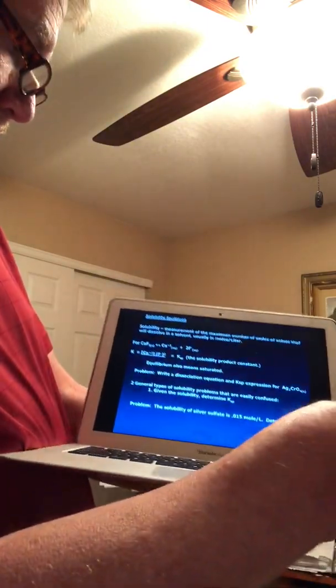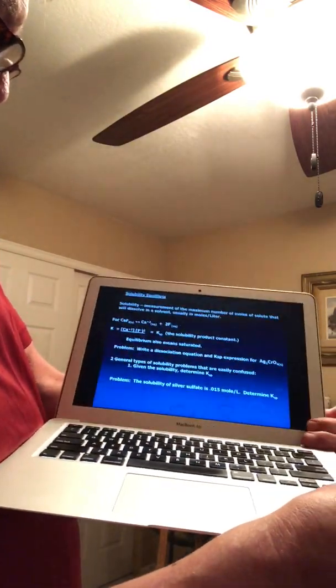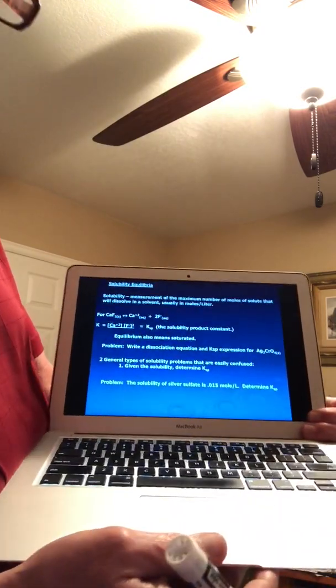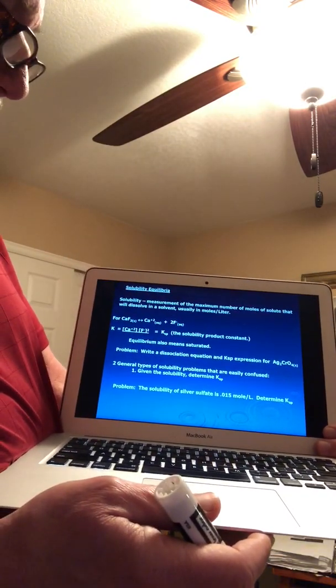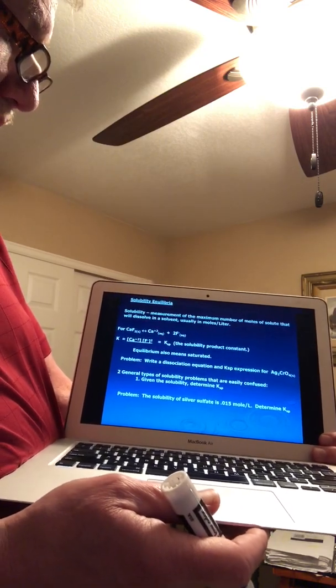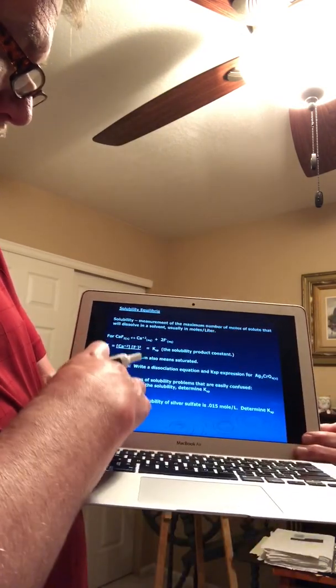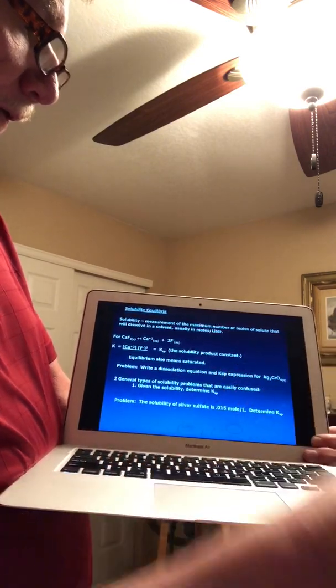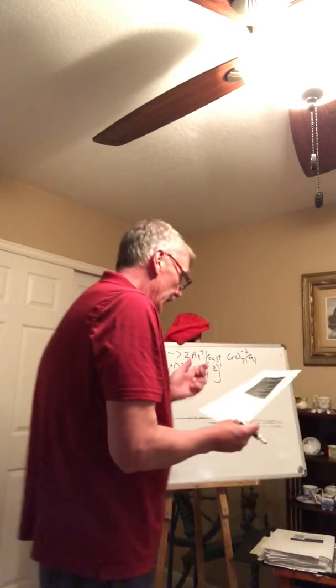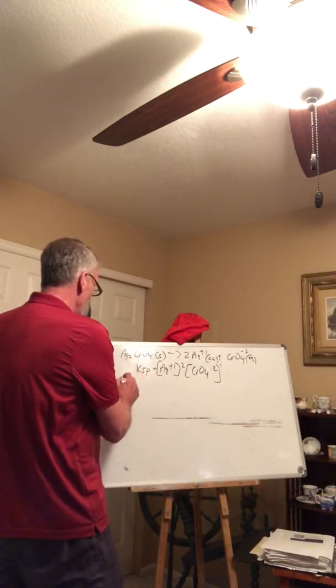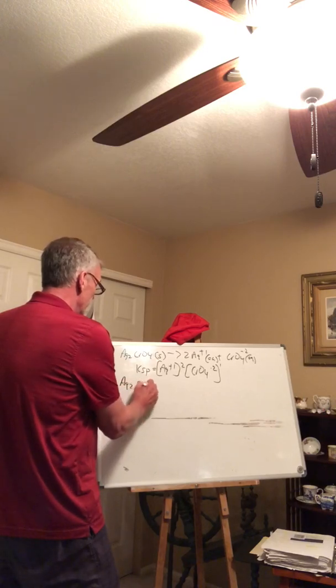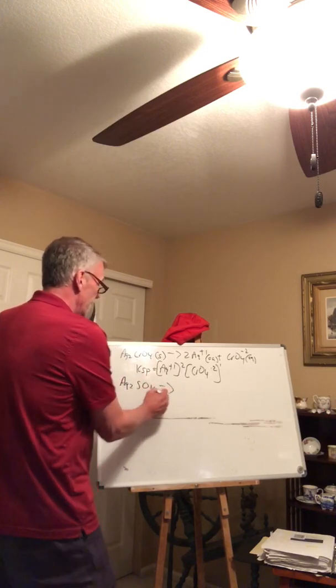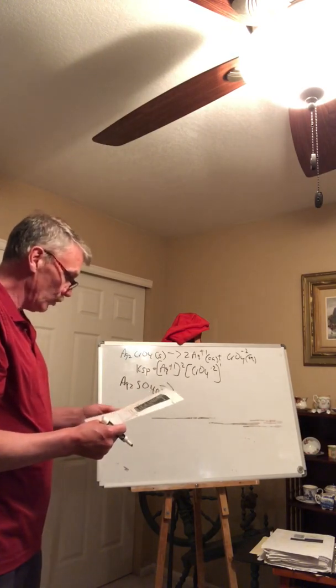Let me just do 2 more, almost done, and then I'll come back on Monday. Okay, so now it says general types of solubility problems that are easily confused. Given the solubility, determine the Ksp. So the solubility of silver sulfate, determine the Ksp. Here we're given the solubility. So in these problems, to me, we're always going to have to, first of all, do what I did here. We're going to have to write out the equation for the dissociation.